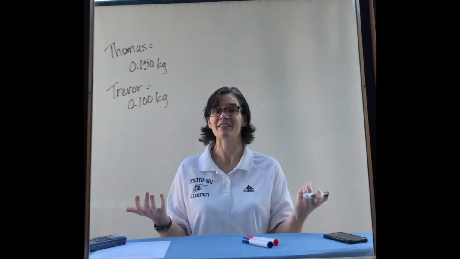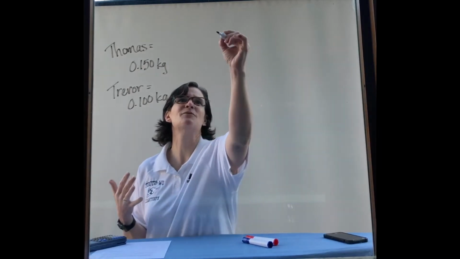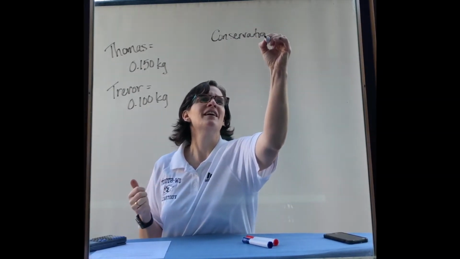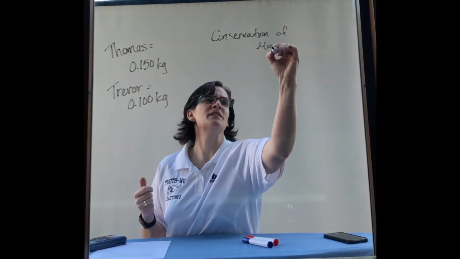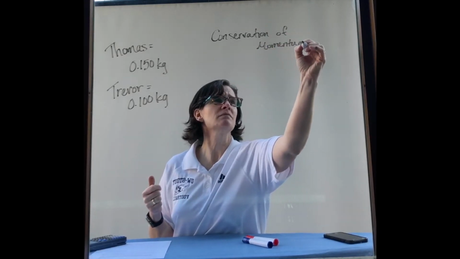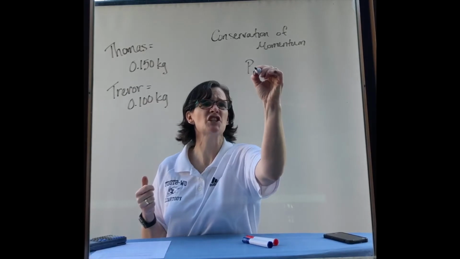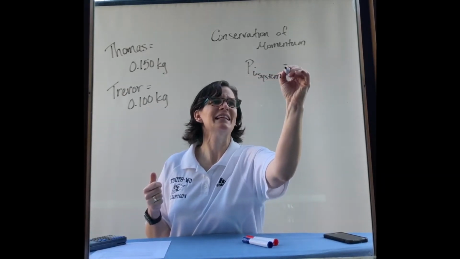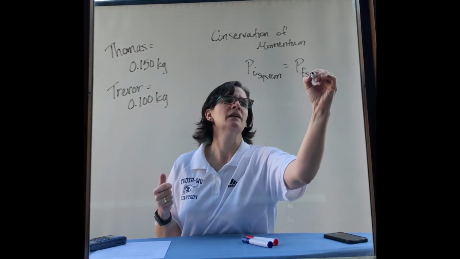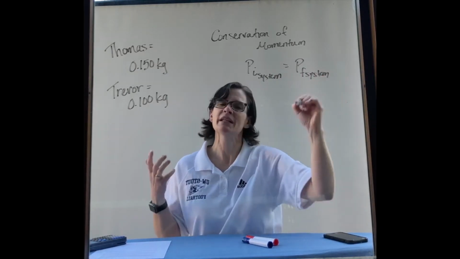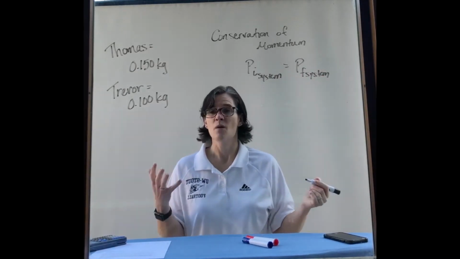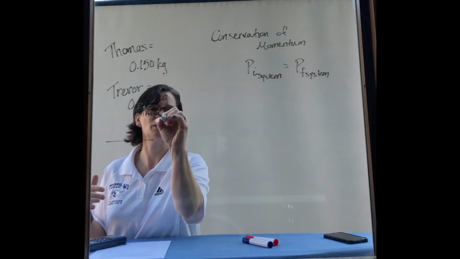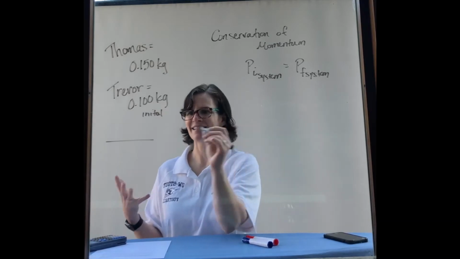All right, so we have a collision. And when we have a collision, we know we have conservation of momentum. So that tells us that the initial momentum of the system has to equal the final momentum of the system. But we need to identify our system. Well, if we imagine that we have our initial condition, it will help us look at the system.